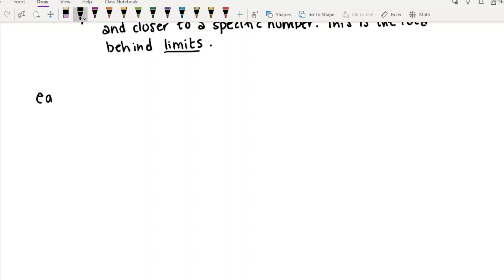So let's say we have a function, and our function is going to be x squared minus 5x plus 6, divided by x minus 3. We're not doing anything with tangent lines or secant lines. We're just thinking about this function on its own, not thinking about rates of change, just about what its graph looks like and what happens when we plug in different numbers.